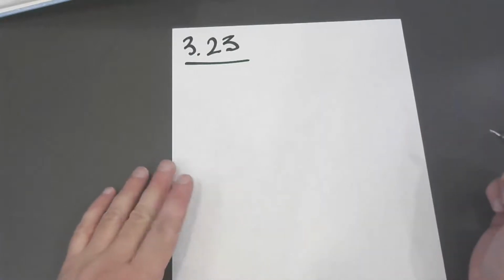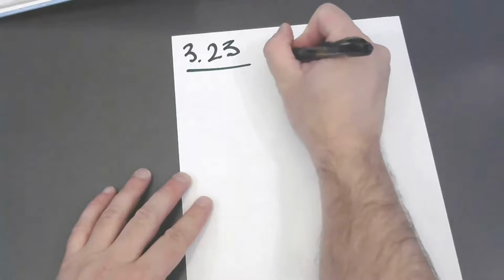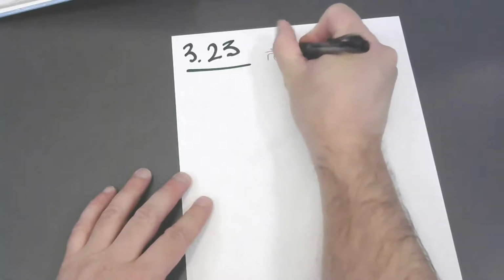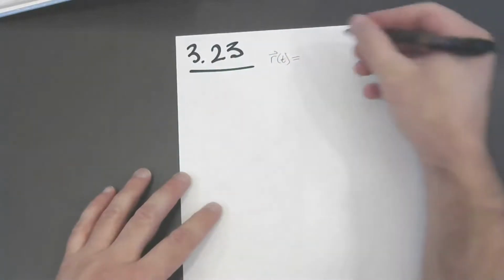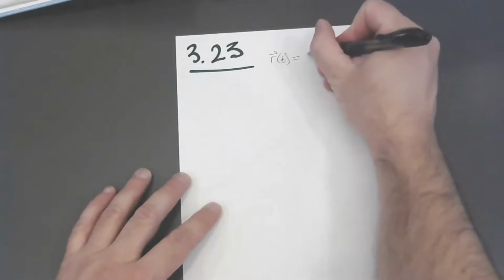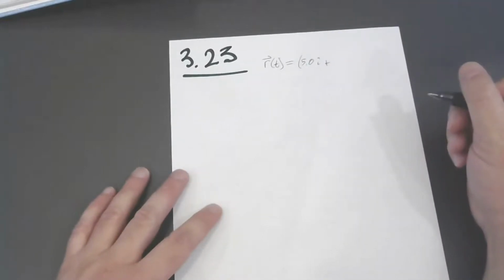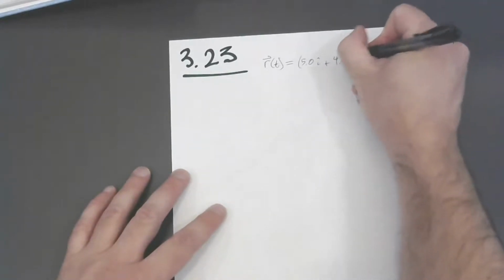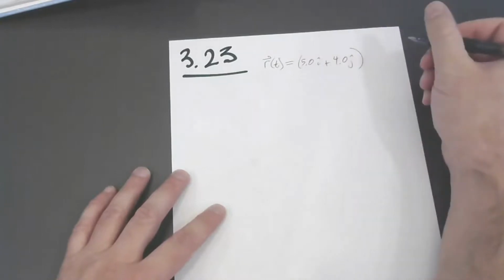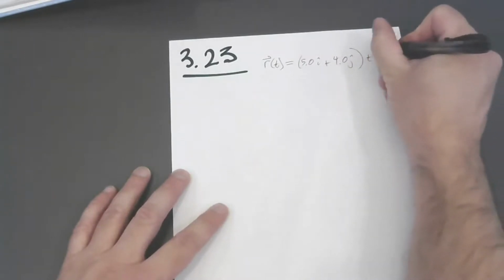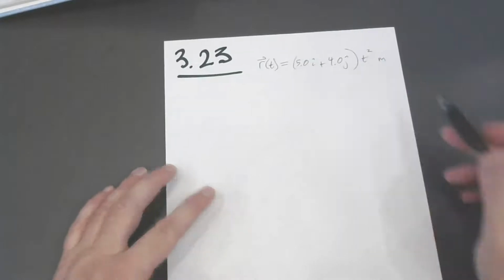This next problem from chapter 23 gives us an opportunity to use our new understanding of how to take the derivative of a vector. So we're told in this problem that some particle moves according to the following function of time. Its position at any time is given by, and they first express it in terms of the basis vectors, 5 units in the i hat direction plus 4 units in the j hat direction. All of that times the square of the time. And then they add the units here, m for meters.